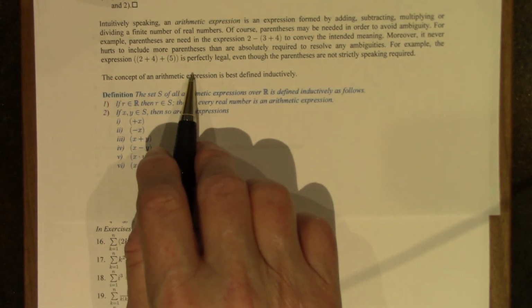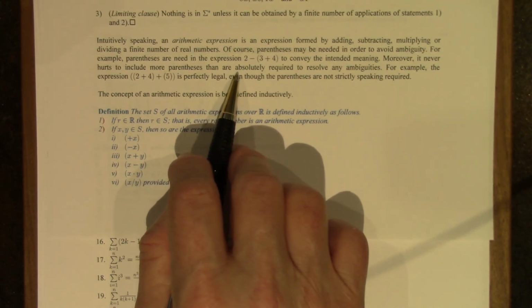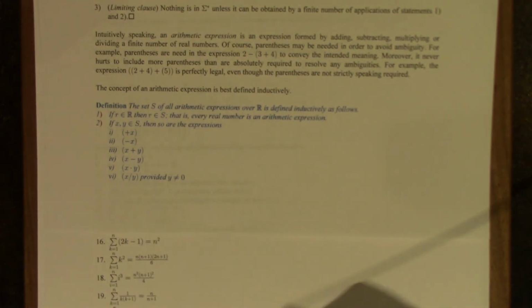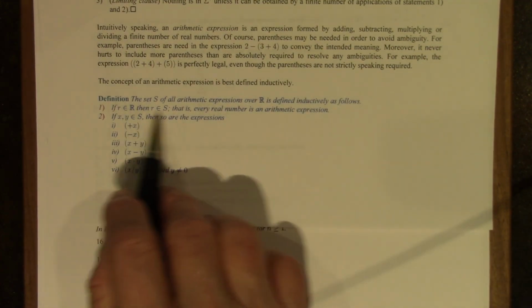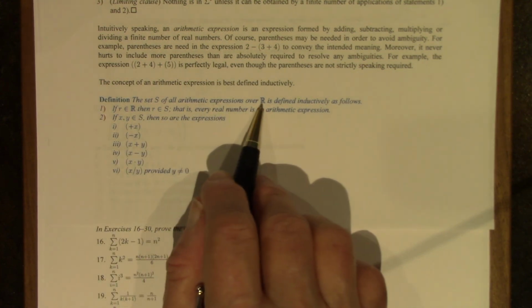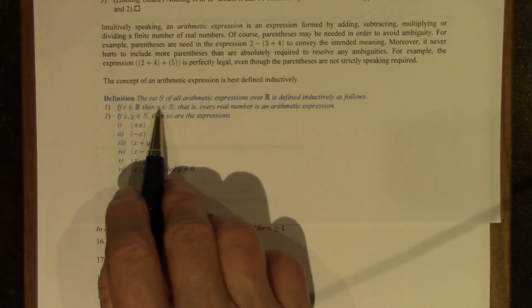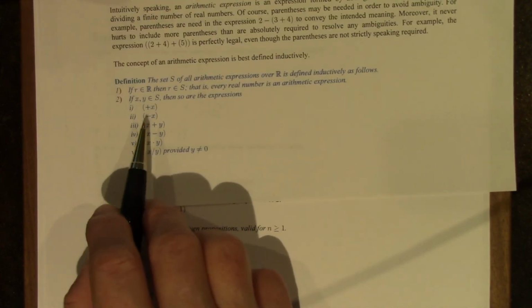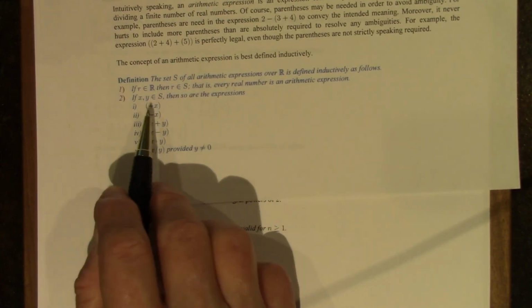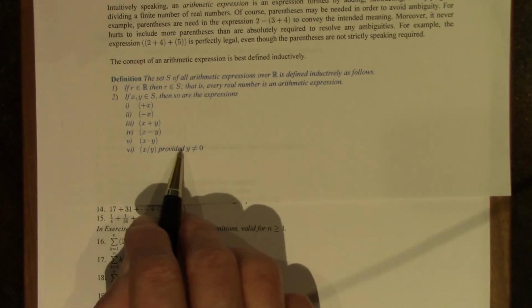But the formal definition of an arithmetic expression would be a little difficult to give directly without an inductive kind of definition, because inductive definitions build, and that's a very useful idea. So the set S of all arithmetic expressions over the real numbers is defined inductively as follows. If R is a real number, then R is in S. So in other words, every real number is an arithmetic expression all by itself. If X and Y are arithmetic expressions, then so are plus X, minus X, positive X, negative X, X plus Y, X minus Y, X times Y, X divided by Y, provided Y is not 0.